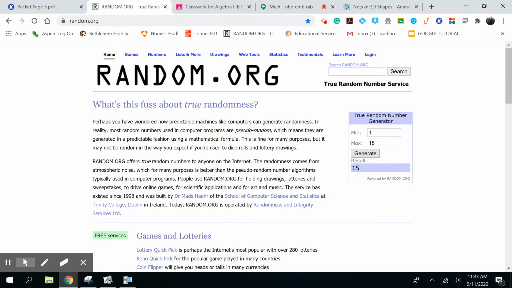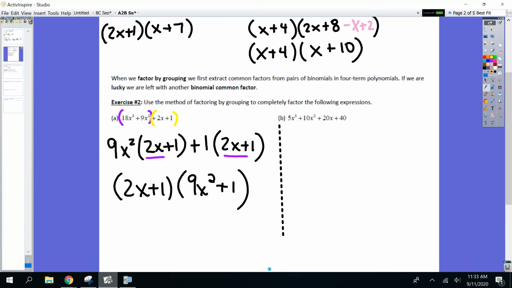Eliana, what's my GCF first? 5. Yes, thank you. Great job. So we'll take out the 5. And what are you left with, Eliana, if you don't mind? You're left with x cubed. Yep. Plus 2x squared. Good. Plus 4x. Perfect. Plus 8. Good job. Thank you.